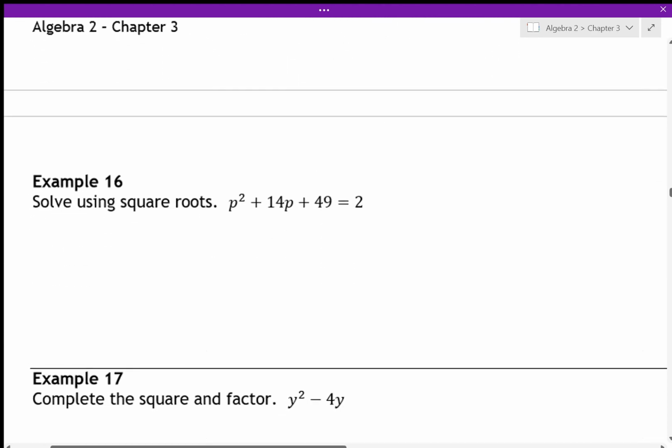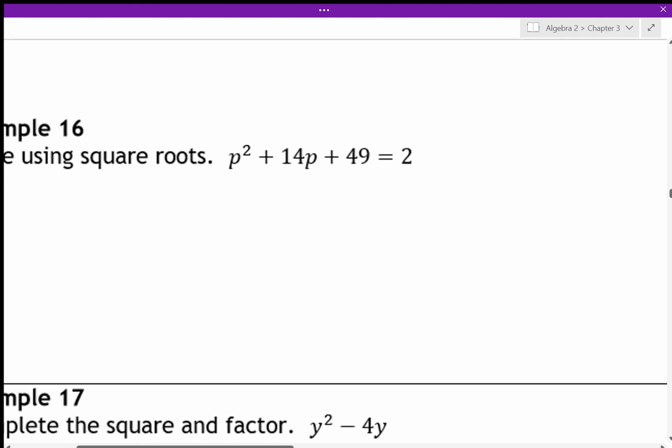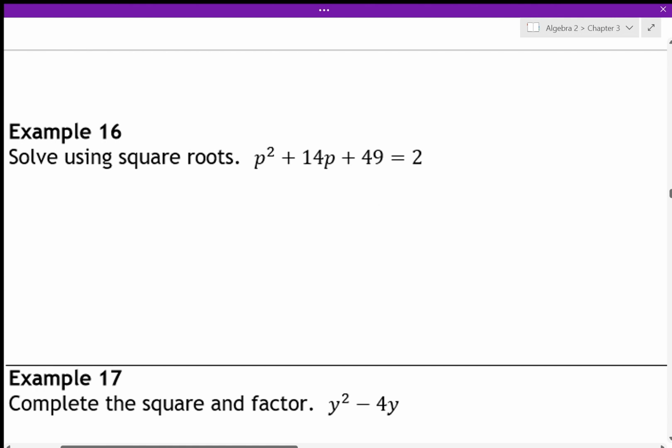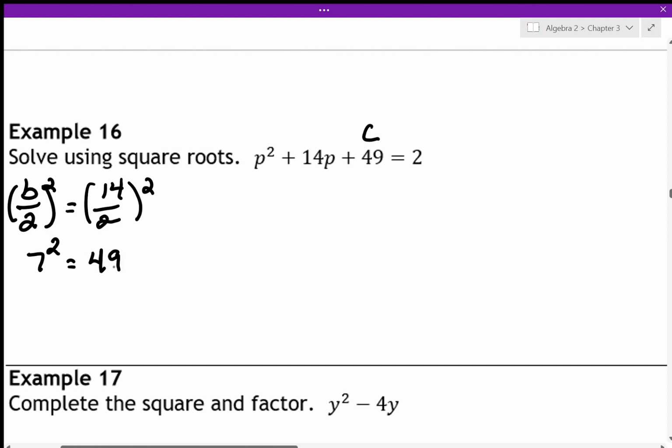Let's look at number 16 here. Now, before I subtract over that 49, I'm going to check and see, is this set up ready to factor? Is the c, the 49, b over 2 squared? And I think it's going to be. Let's check. 14 divided by 2 squared. I'm using 14 because that's my b value. 14 divided by 2 is 7 squared, which is 49. 49 is my c value, so someone's already set this up for us. And we can factor straight to p plus 7 squared equals 2.